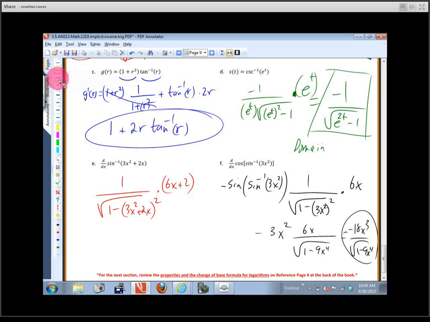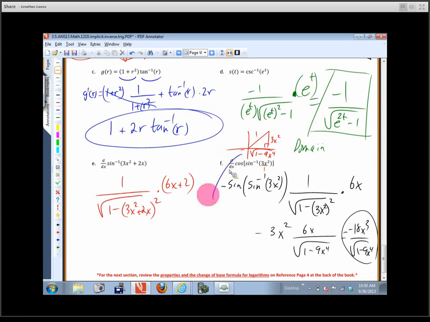I've got like 30 seconds left, so check this out. What if we drew a picture for this? That's the adjacent, that's the opposite, that's the hypotenuse. So this is 3x squared, right? And the hypotenuse is right here, it's 1. What's this side? Square root of 1 minus 3x squared, so that would be 9x to the 4th, correct? Okay. You with me? What's the cosine of that picture here?